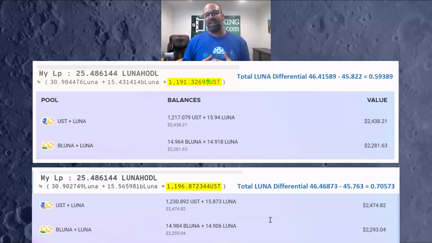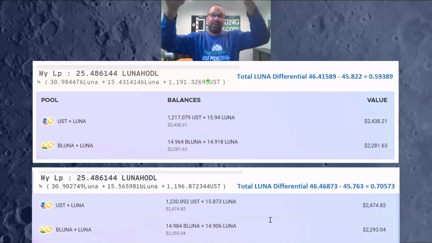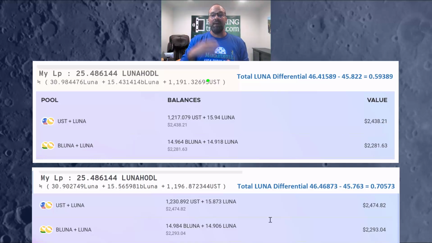But from the Luna-HODL, it went from 1191 to 1196. And I would contend that this is from the constant rebalancing from, again, the stronger pair, the Luna UST, collecting more fees and scraping that and rebalancing to a stronger Luna bLUNA position, hence ending up with more of a Luna differential. We started at 0.26 extra Luna because of that imbalance. But we went from 0.26 on a Saturday to 0.59 on a Monday, and by Thursday we're all the way up to 0.70. And this is because of that constant scraping.